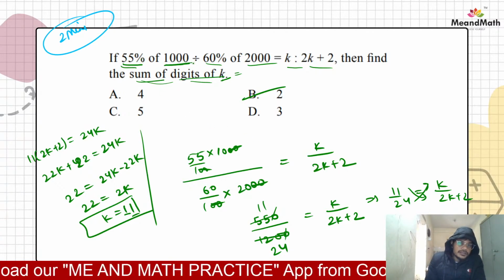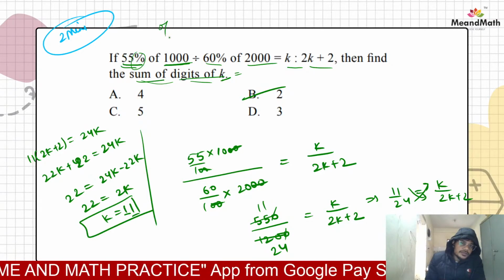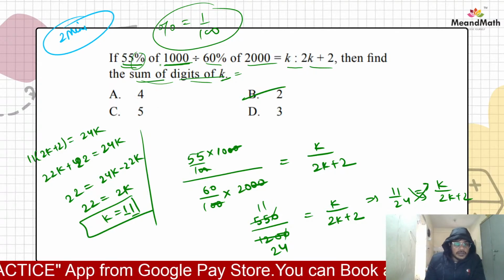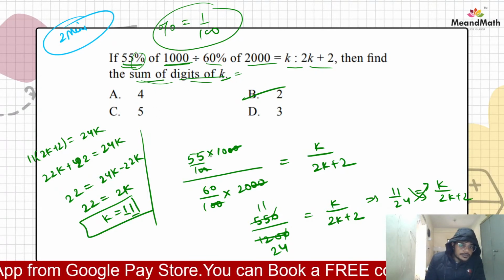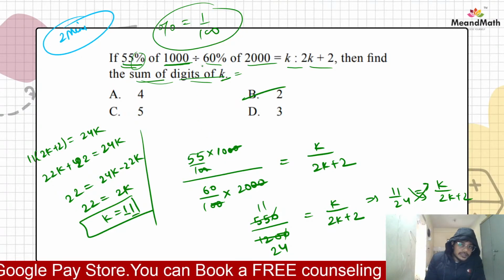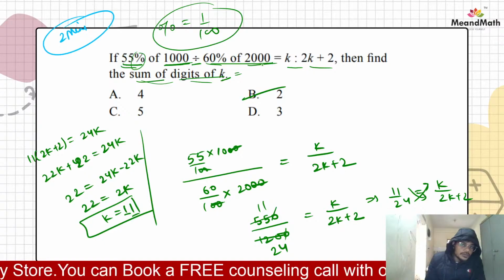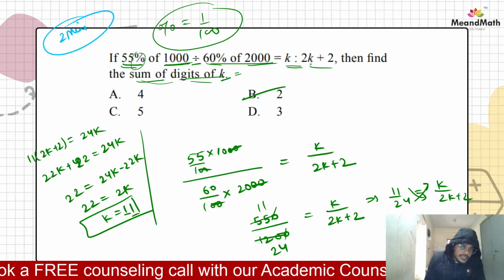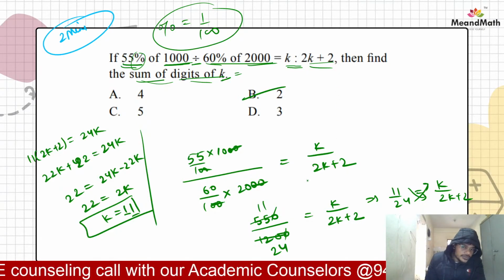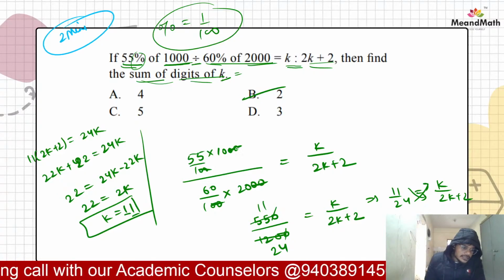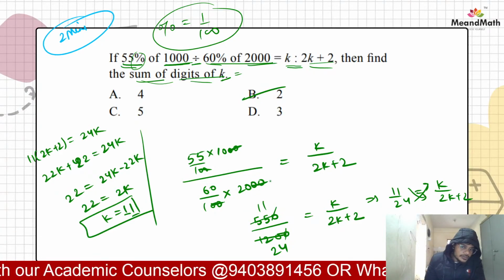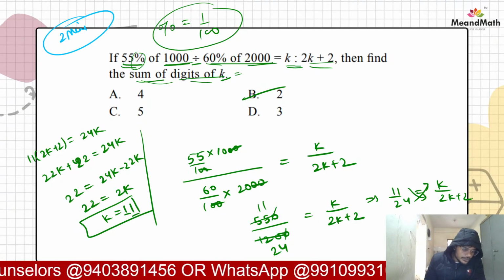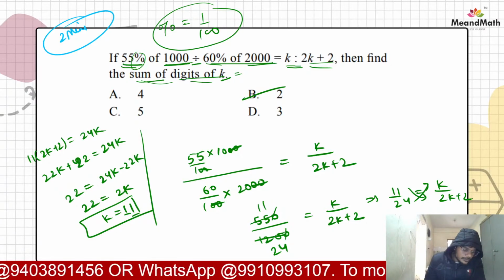Okay beta, I am repeating this again. See this, now you have to find 55% of 1000, so percent means 1 upon 100, right? You know this is very basic. Now 55% of 1000, that is 55 upon 100 into 1000, now divided by 60% of 2000, that is 60 upon 100 into 2000, and this is equal to k ratio 2k plus 2. Now see, 20 and 20 cancel out, this should be 550. 60 into 20, that is 1200.